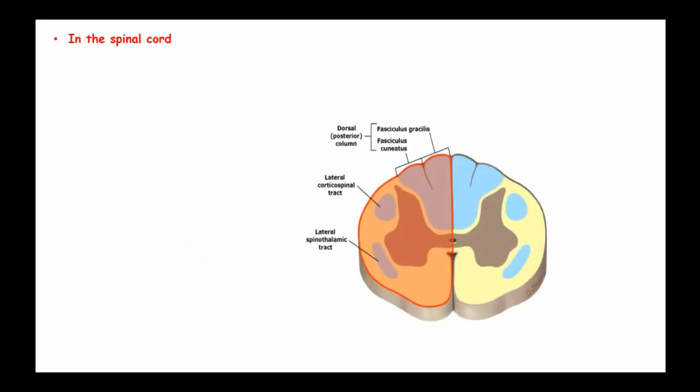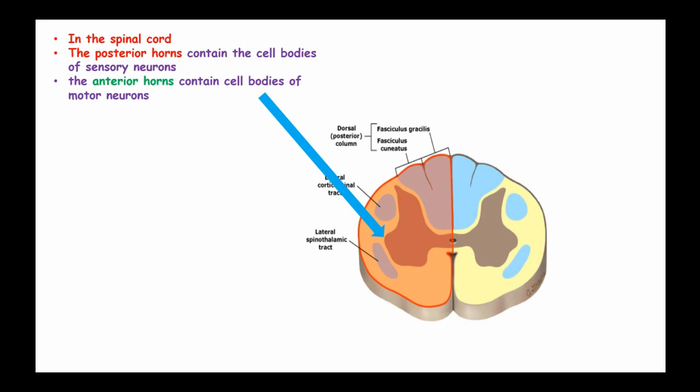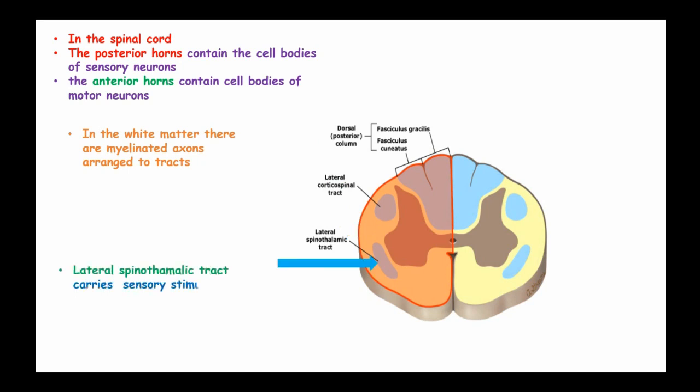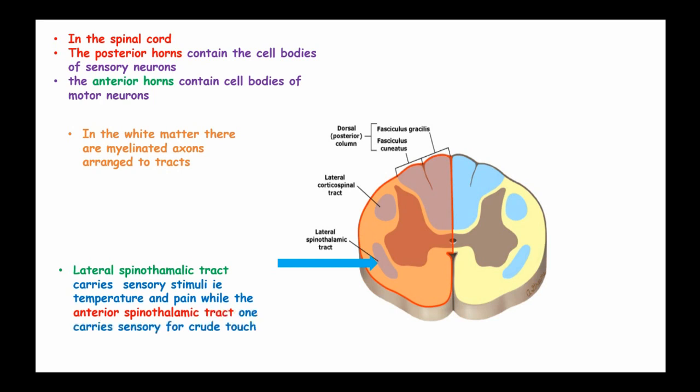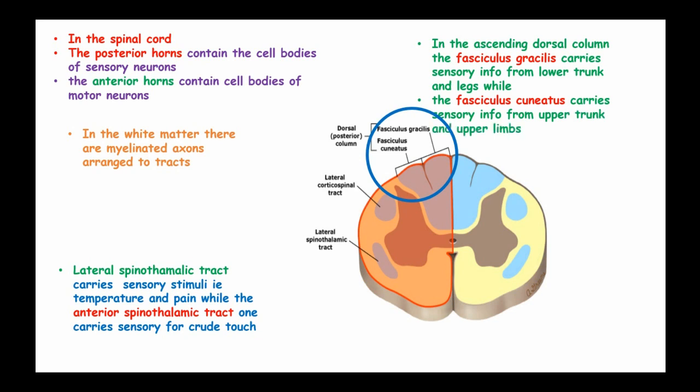In the spinal cord, we have the posterior horns, which contain the cell bodies of sensory neurons, and the anterior horns, which contain cell bodies of the motor neurons. In the white matter, there are myelinated axons which are arranged in form of tracts. The lateral spinothalamic tract carries the sensory stimuli such as temperature and pain, while the anterior spinothalamic tract carries sensory information from crude touch. In the ascending dorsal column, we have the fasciculus gracilis, which carries the sensory information from the lower trunk and the legs, while the fasciculus cuneatus carries sensory information from the upper trunk and the upper limbs.